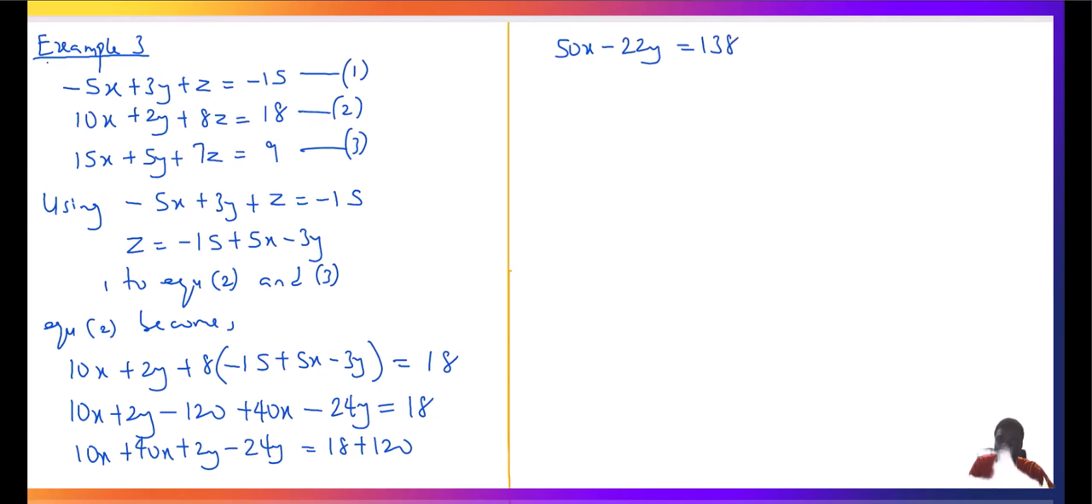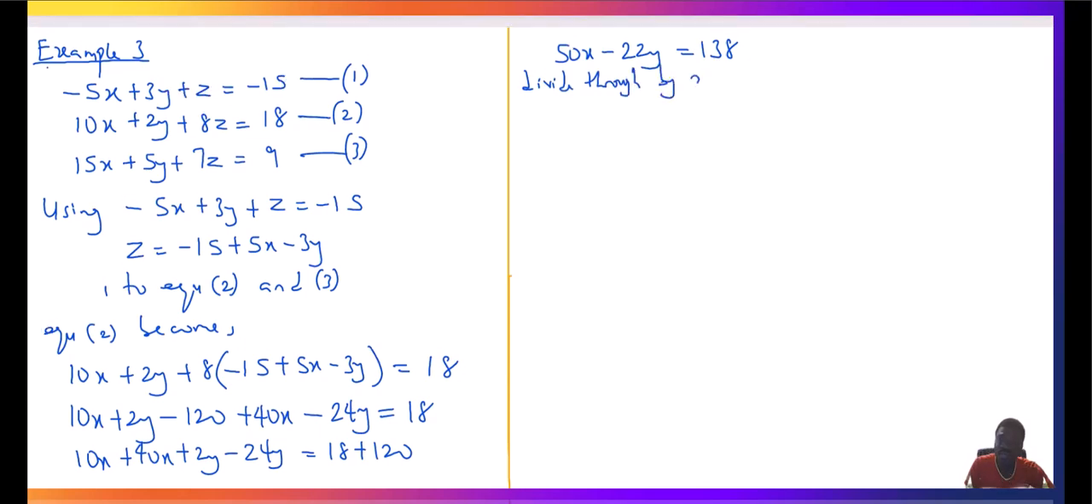If you look at all three numbers, they can be divided by 2. So therefore, we divide through by 2. And that makes this become 25x - 11y = 69. So I have my equation 4.